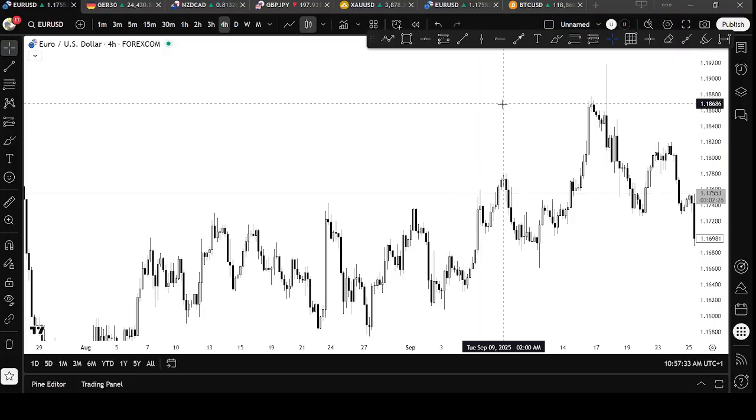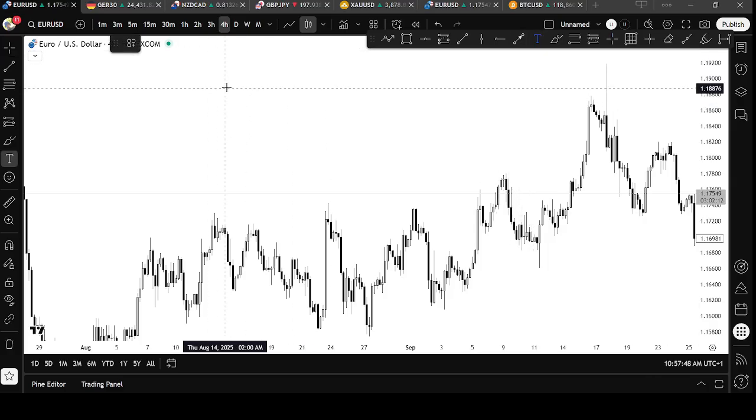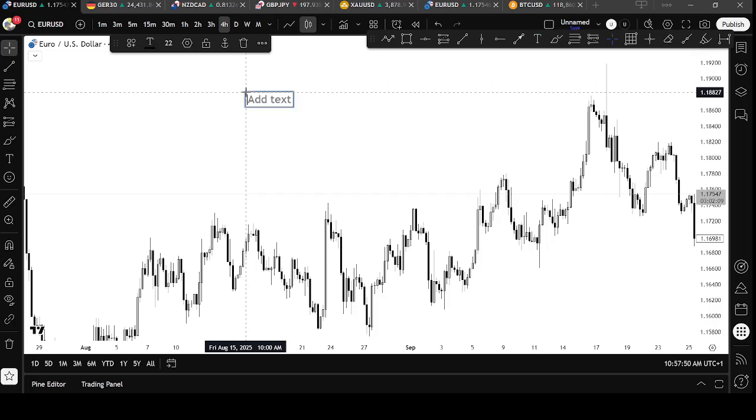This is going to be a continuation of our previous class. We are still in the concept of MSNR, market structure and reversals. Today we are going to be talking about how to combine your market structure and your key levels.